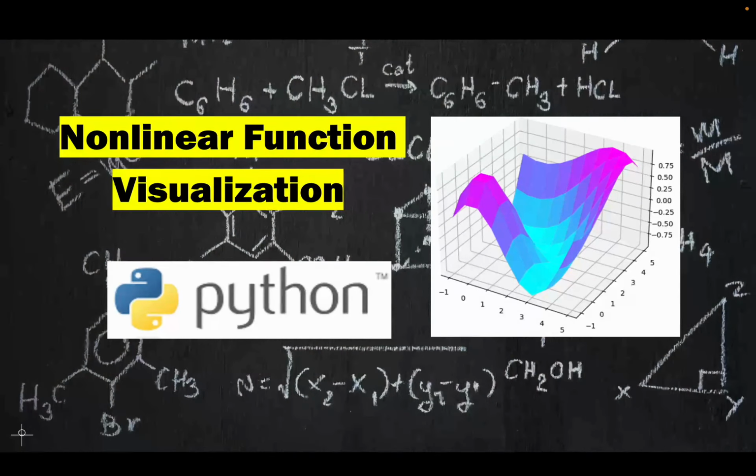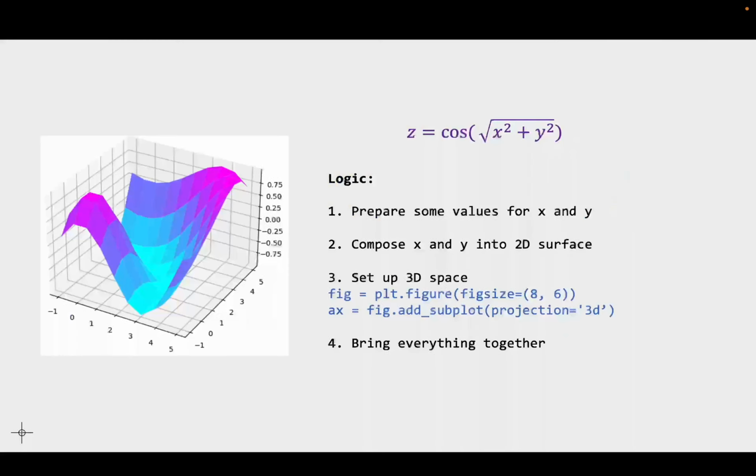This time we will learn how to visualize nonlinear function in Python. Let's take a look at one example. We're going to visualize this function, z equal to a certain nonlinear combination between x and y. And if you visualize this function, you can have this result.